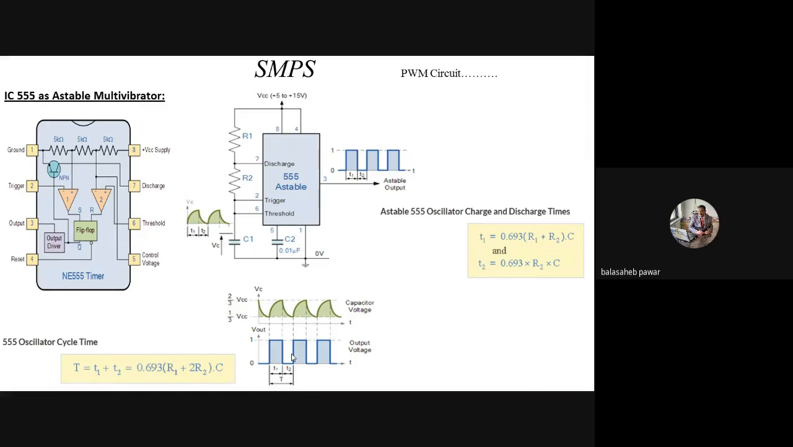The charging of the capacitor depends on R1 and R2, while the discharging depends only on R2, because R2 is connected to the discharge pin here. Whenever discharge starts, the energy stored by the capacitor gets discharged through this NPN transistor to the ground.